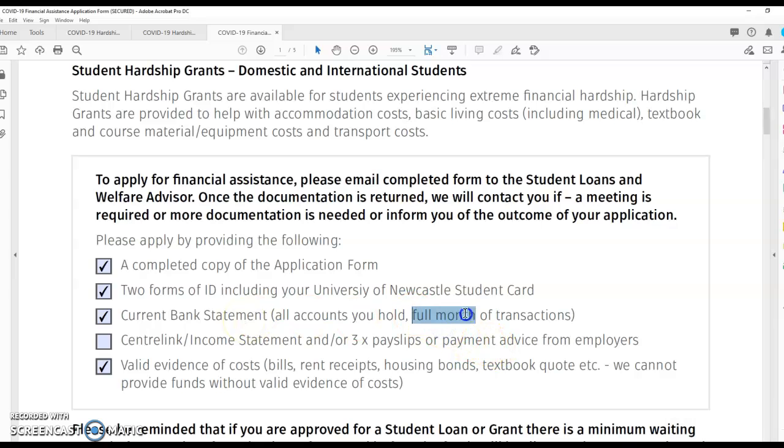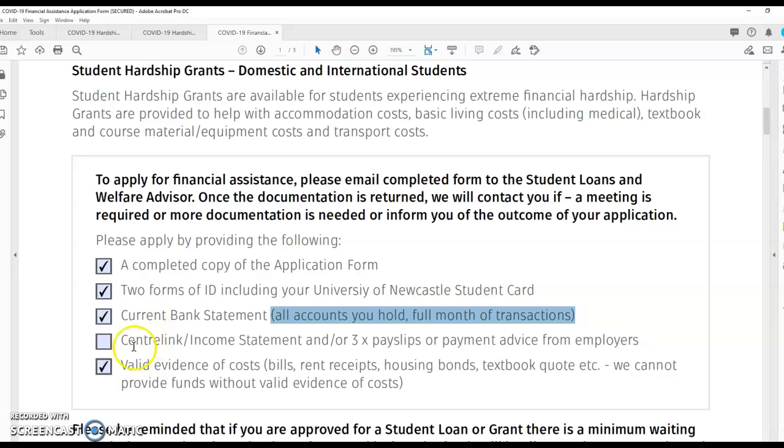And it must include data for a full month of transactions. So if you downloaded a bank statement today, that bank statement must include the full month of transactions from the 20th of April up to the 20th of May. If you don't know how to get a bank statement and how to download it and get all of this data that you need, contact your bank. Contact your bank's inquiry center or send them an email inquiry and they will help you.